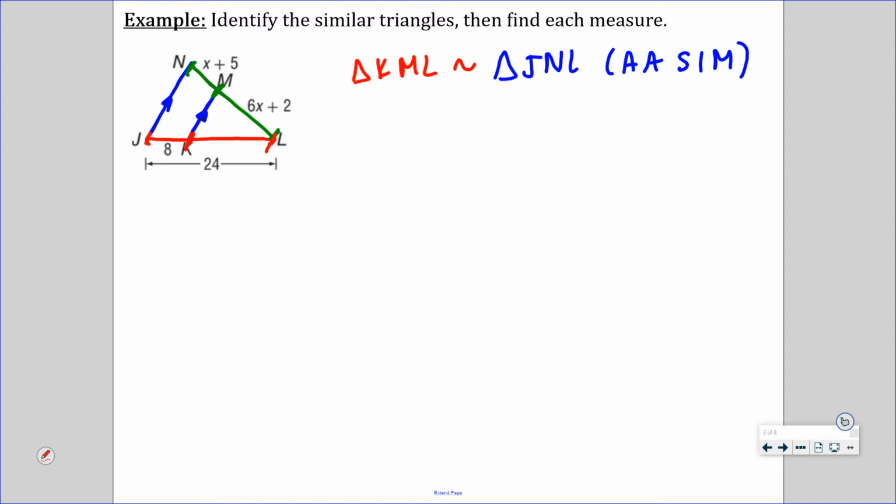Ideas? Lillian? You subtract 24 by 8. Right, we know the whole side is 24. We know this little piece is 8, so this has to be 16.